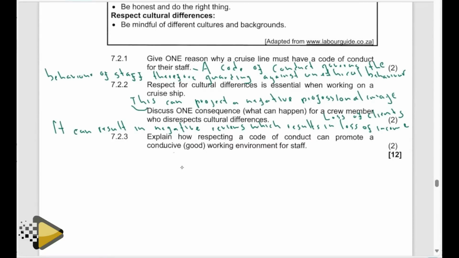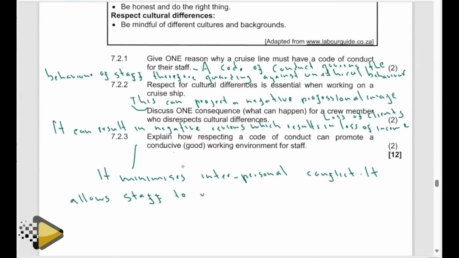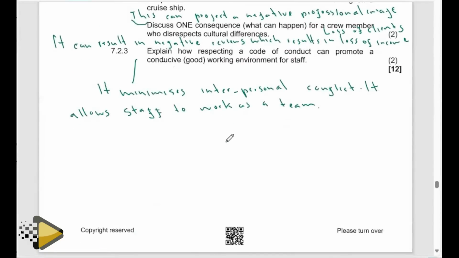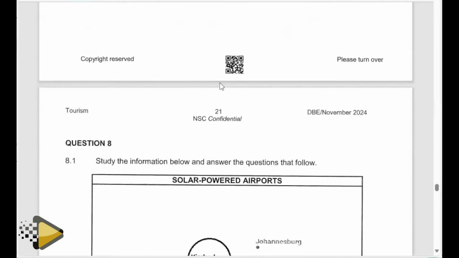7.2.3, explain how respecting a code of conduct can promote a conducive, good working environment for staff. Okay, when you respect a code of conduct, it minimizes interpersonal conflict. It allows staff to work as a team, it promotes teamwork, thereby creating a conducive work environment. Then it also minimizes interpersonal conflict, which might result in fights amongst members of staff. So that is how a code of conduct can promote a conducive, good working environment.